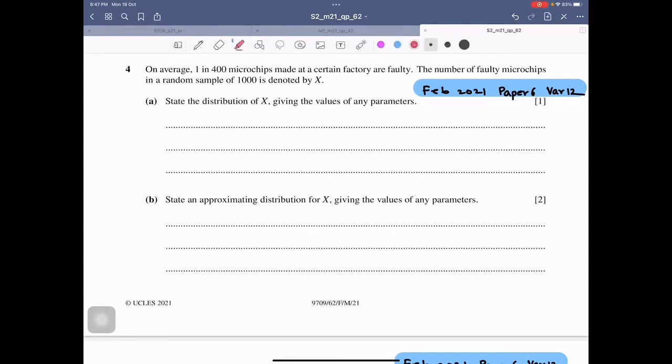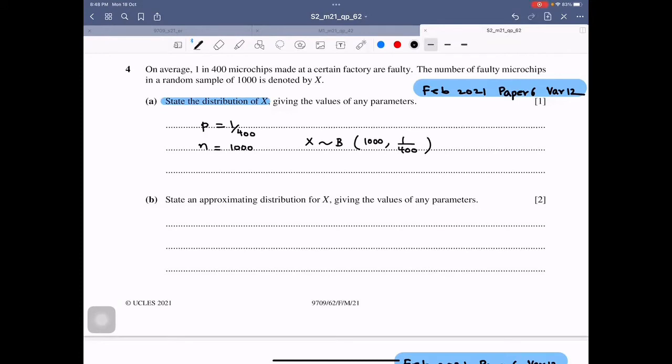What does it mean? It means that originally, what is the question about? The distribution of X. That is the original parameters, the original distribution. So the original distribution is binomial. The probability of success is 1 over 400. The number of trials is 1000. So you would write X follows binomial distribution 1000, 1 over 400. That is what the examiner is asking of you.